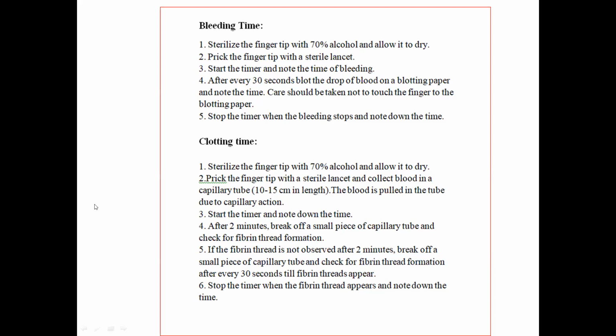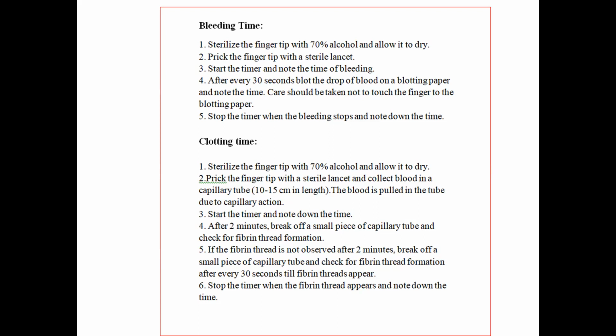Bleeding time over, now clotting time. Sterilize the fingertip with 70% alcohol. Allow it to dry. Prick the fingertip with the sterile lancet. Collect the blood into the capillary tube. When you are collecting it into the capillary tube, take care that you do not hold it very slanting. Hold it properly so that the blood can be pulled into the capillary tube. After that, start the timer and note down the time after the first 2 minutes.